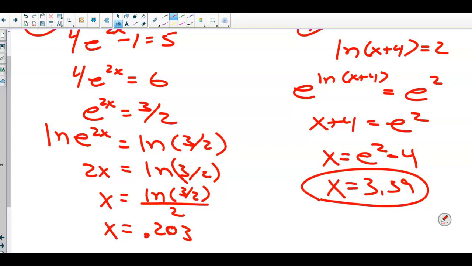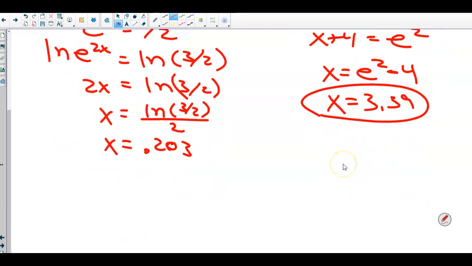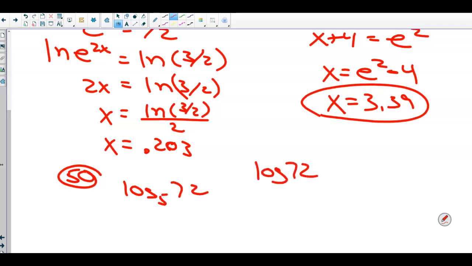Now when we go to 50, 50 couldn't be simpler. When they ask you for the common log base 5 of 72, you're simply doing log of 72 over log of 5 and putting it in your calculator. And since 5 squared is 25 and 5 cubed is 125, this answer better be 2 point something. Someone tell me what it is when they put it in their calculator. Log of 72 over log of 5 is going to be 2 point what? 66?